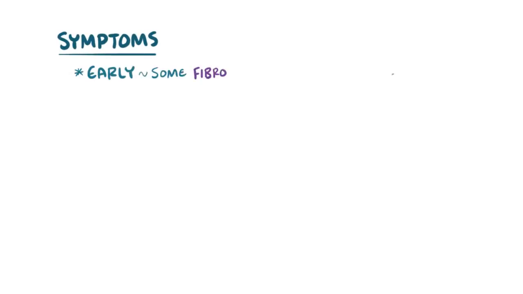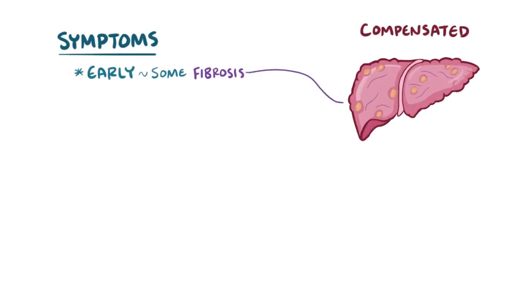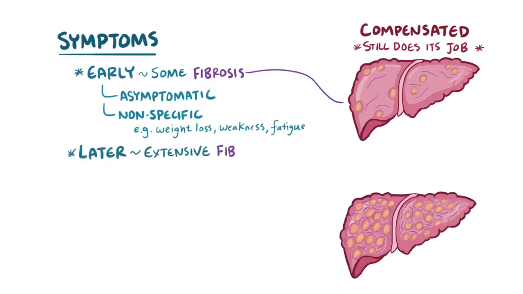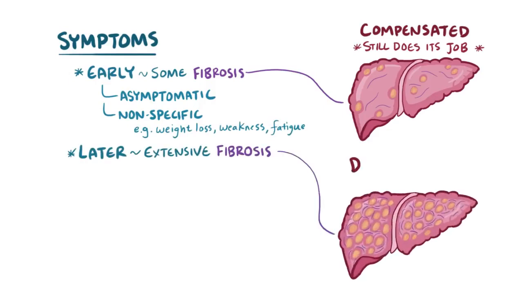So to recap the general symptoms of cirrhosis, early on with a small amount of scarring and fibrosis, we call it compensated cirrhosis, meaning that the liver can still do a lot of its job. In this case, somebody with cirrhosis might not have any symptoms, or they might have nonspecific symptoms like weight loss, weakness, or fatigue. Later on, though, with extensive scarring, the liver progresses to decompensated cirrhosis, and it can't function normally.